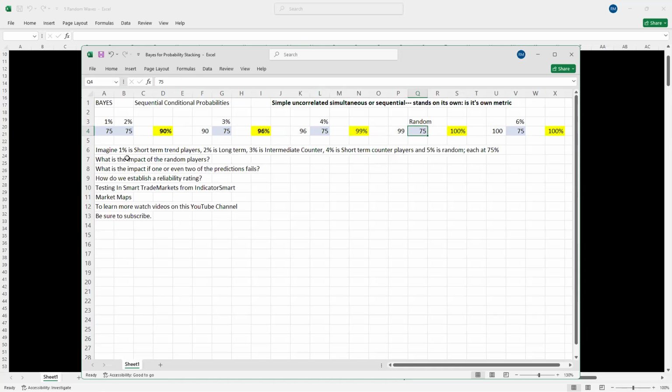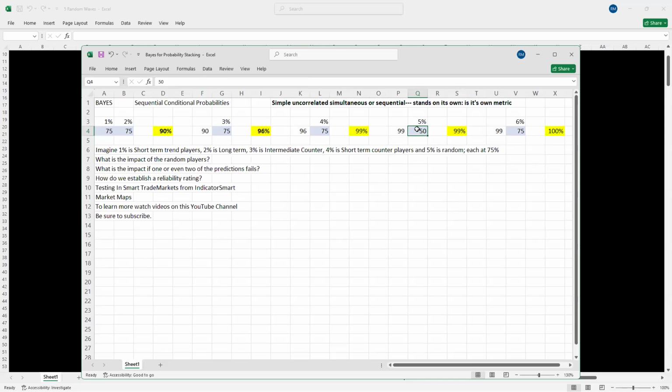So here's the question. What's the impact of the random players when you do this? And the answer is, well, if I have 1, 2, 3, 4, 5, if I have 5 of them at 75%, the probability of being correct is theoretically 100%. What happens if I drop that to 50? It drops it by 1%. So I'm going to leave this guy at 50% because it is our random component, and random is 50%.